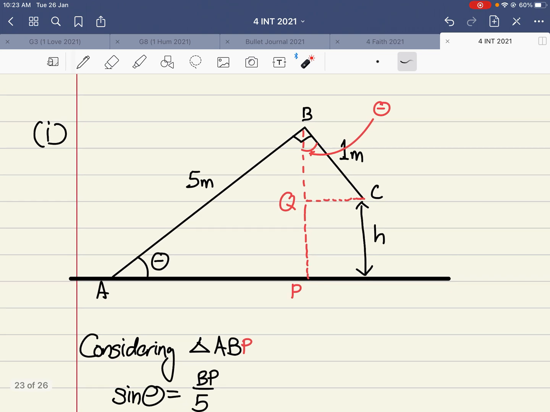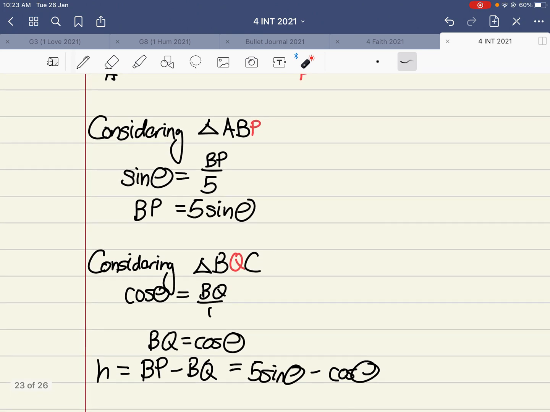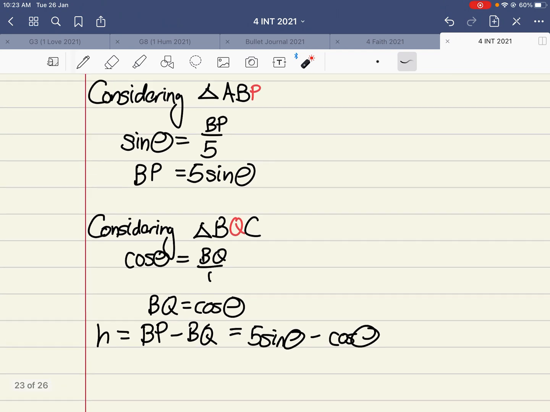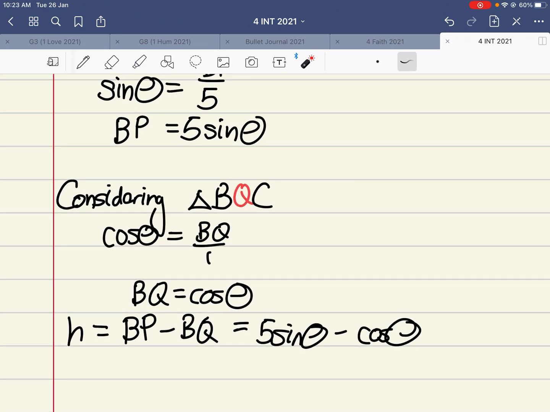So if that is theta, now if I consider triangle BQC, so triangle BQC is this triangle here. This is 90 degrees. This is theta. I'm trying to find the length of BQ. So what I have is cosine theta is adjacent BQ over hypotenuse 1. So my working over here says considering triangle BQC, cosine theta is BQ over 1. I found that my BQ value is cosine theta.